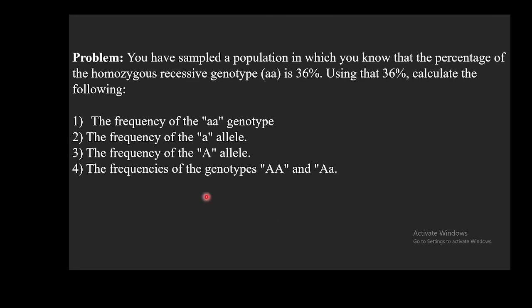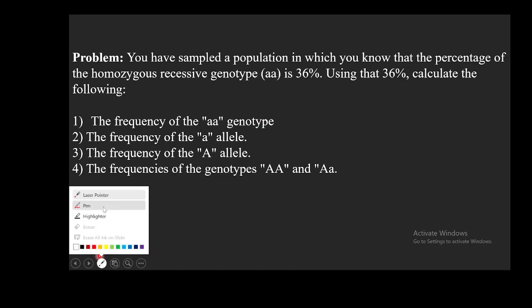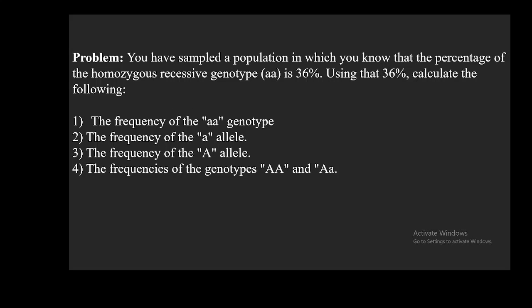Now with this note, can you solve this problem? Try to pause this video and try to solve this problem. So here you can see you have sampled a population in which you know that the percentage of the homozygous recessive genotype is 36%. So q square is giving 0.36.